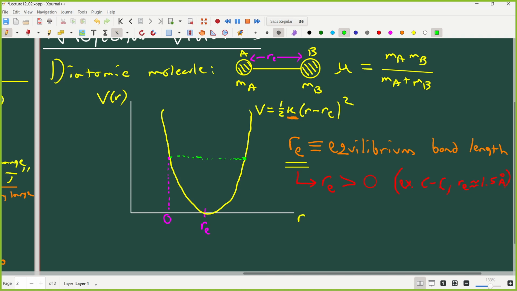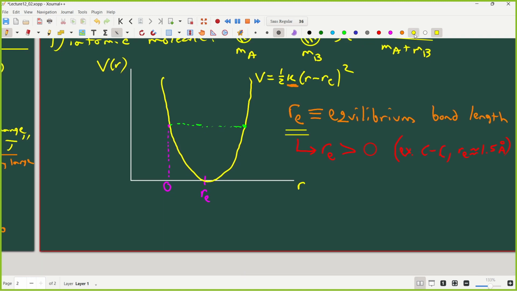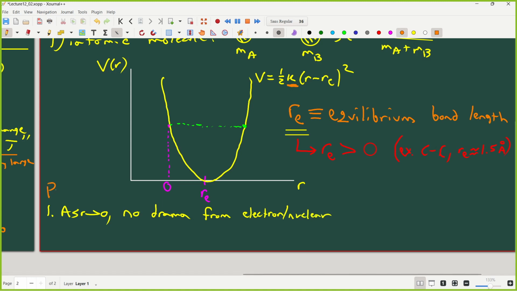All right, so what that should tell you right now is that this probably doesn't work, right? That this is not capturing the physics that we expect for molecules. So let me write that down and kind of formalize that. Let's do the short range one. So at small r, as r goes to 0, no drama from electron nuclear repulsion. All right, so I'm going to call this problems with the harmonic oscillator. So repulsion doesn't seem to play a role. We're not considering it at all.